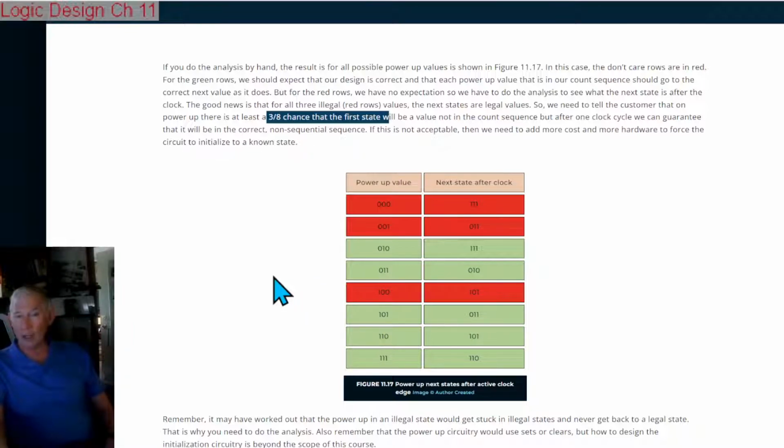Now, if that's not okay, we have to do some more work. The customer may say, well, no, I don't want that. I want it to power up in my initial sequence, which, you know, what was his initial sequence? His initial sequence in a state graph was 2. So he may say, I want you to power it up in state 2. And you go, okay, fine. It's going to cost you a little more money. Well, how much? Well, I'll give you an estimate. He may change his mind and go back to the slightly cheaper circuit. But in any event, this is a discussion you have to have.